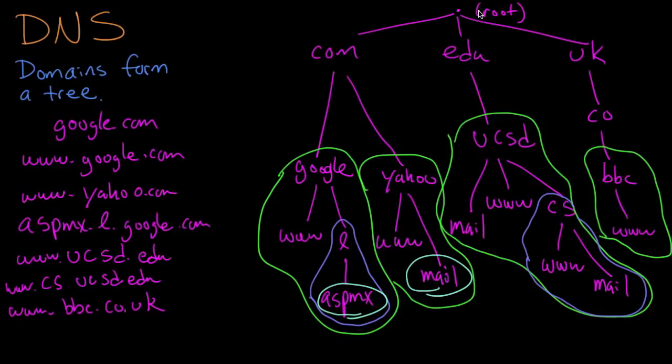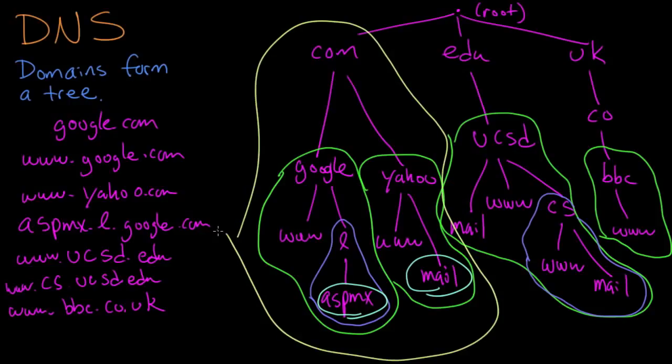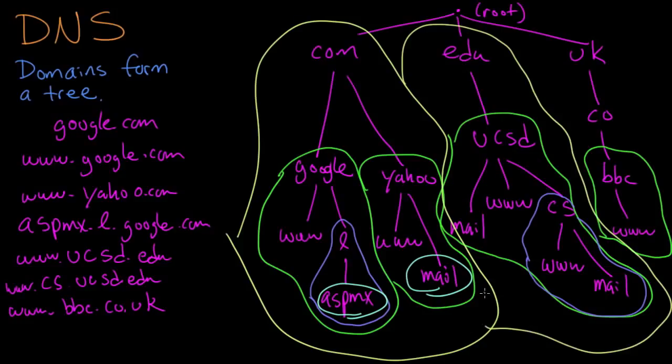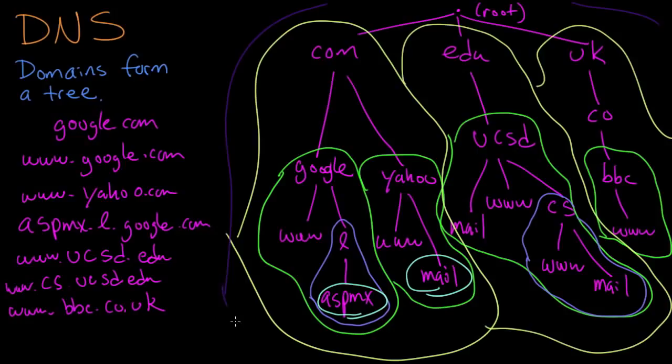Here is the mail.yahoo.com domain. And then finally, there's some really big domains here, like here's all of com. That's a huge domain. And of course, there's millions, probably even billions of things in there. Here's all of edu. Here's all of UK. And then there's the really big one here, which is basically everything. So the entire domain hierarchy itself is one big domain rooted up here at the top.